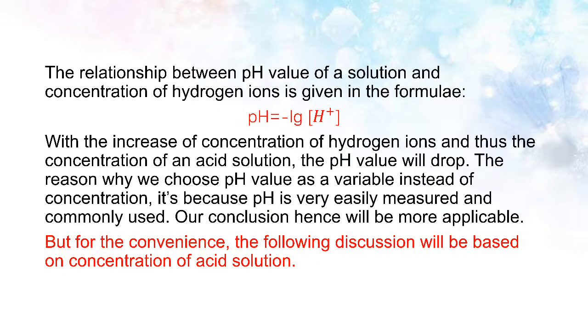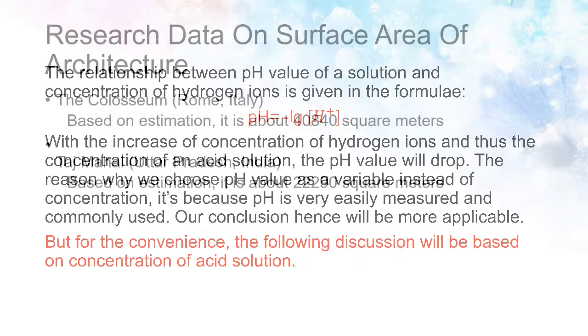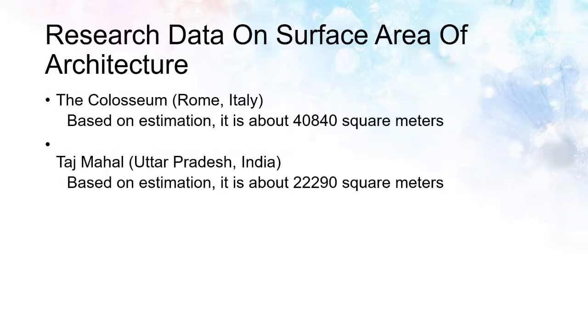With the increase of concentration of hydrogen ions and thus the concentration of an acid solution, the pH value will drop. The reason why we choose pH value as a variable instead of concentration is because pH is very easily measured and commonly used. Our conclusion hence will be more applicable, but for the convenience, the following discussion will be based on concentration of an acid solution. Based on calculation, the surface area of these two architectures are shown here. It's obvious that the Colosseum has a larger surface area than the Taj Mahal.